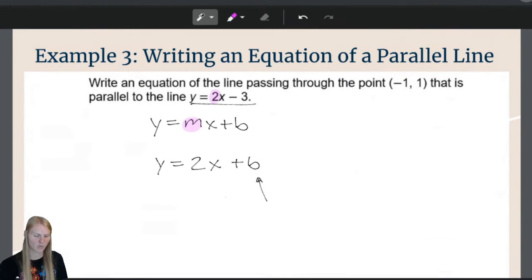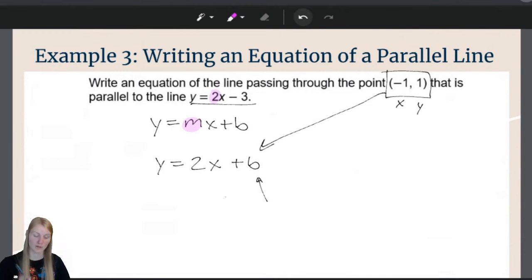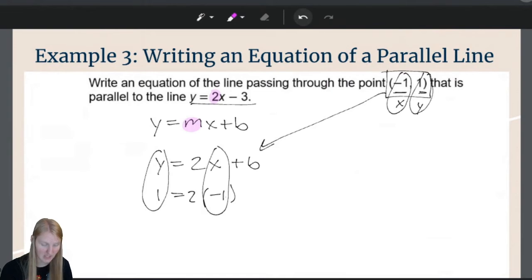But now what is b? We're not done writing our equation of a line until we know what b is. Y and x will still be there, but we need to figure out what b is. Remember that we can solve for b by plugging in this point. I have an x and I have a y. If I plug in this point, I can figure out what b is. So y is 1 equals 2 times x is -1. So I just took y equals 1 and I put it in here. I took x equals -1 and I put it in here.